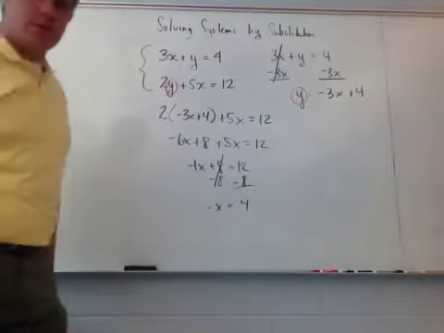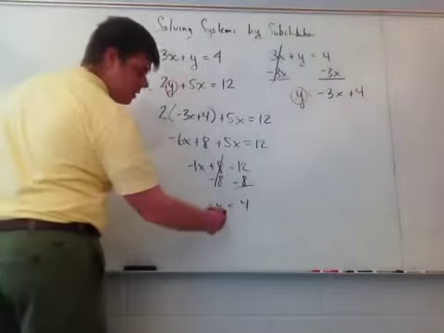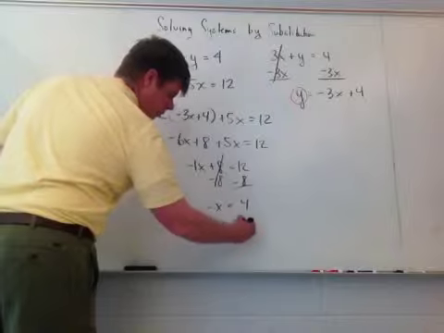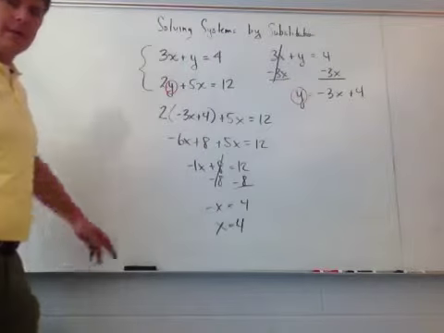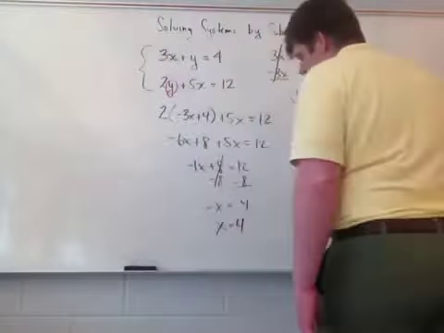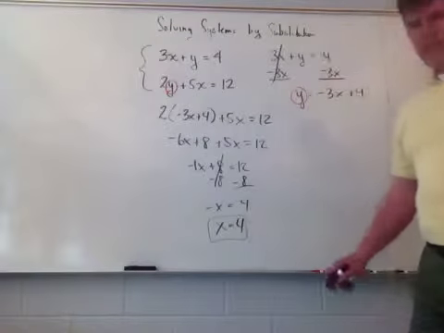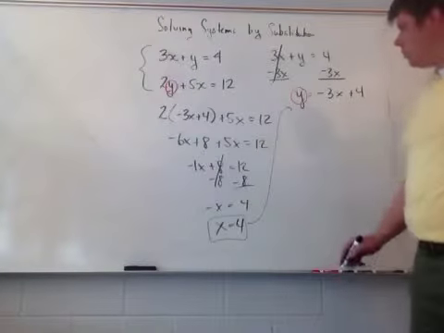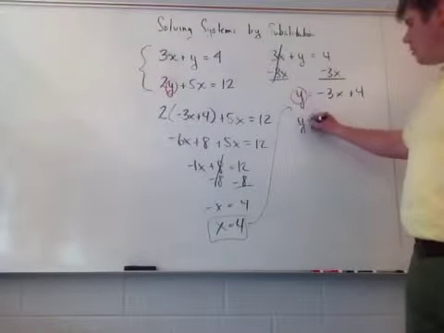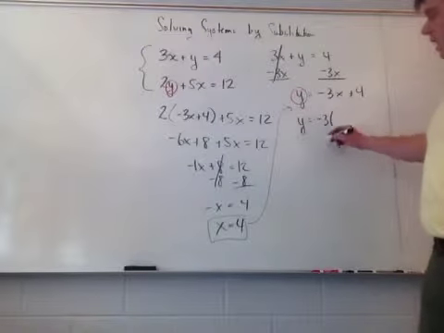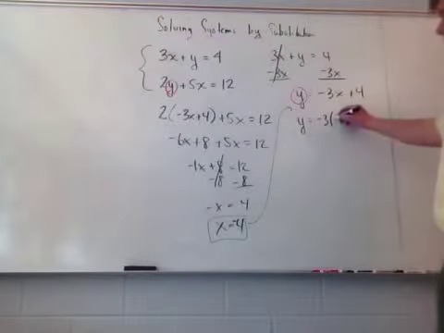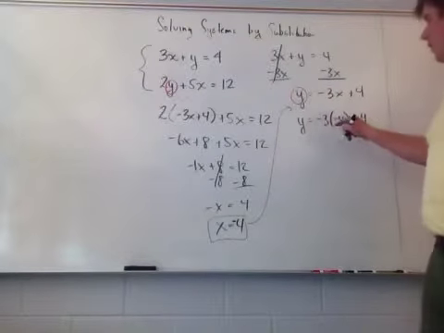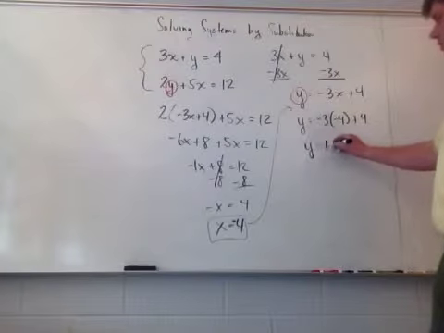Now remember that you should always solve for the positive variable. So in this case I would divide by negative 1 and I would be left with x equals negative 4. Now that I have x equals negative 4, and I know my answer must be a coordinate pair, I can come back up to this equation which says y equals. So y now equals negative 3 times negative 4 plus 4. Negative 3 times negative 4 is positive 12. 12 plus 4, I get y equals 16.